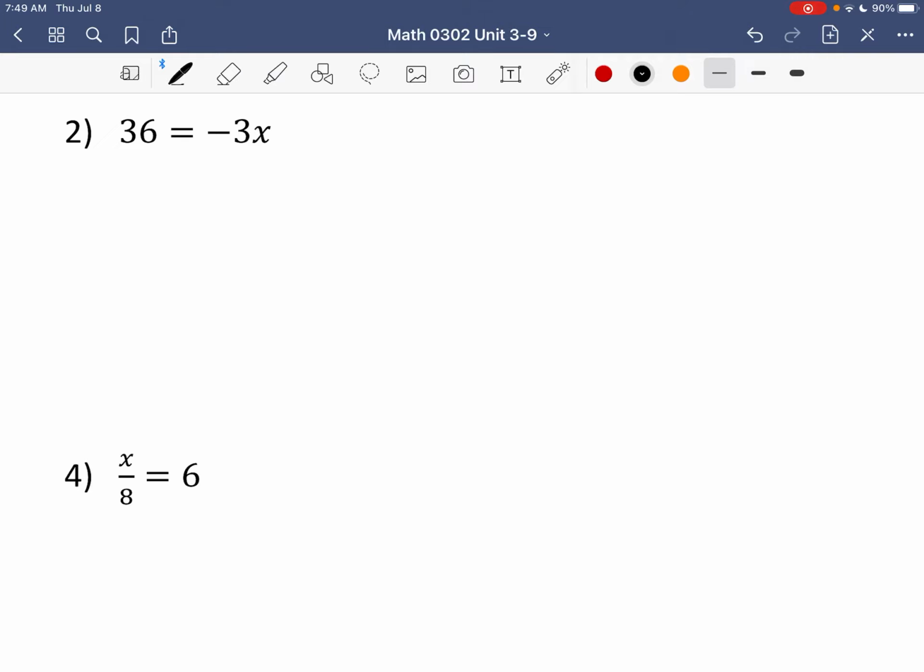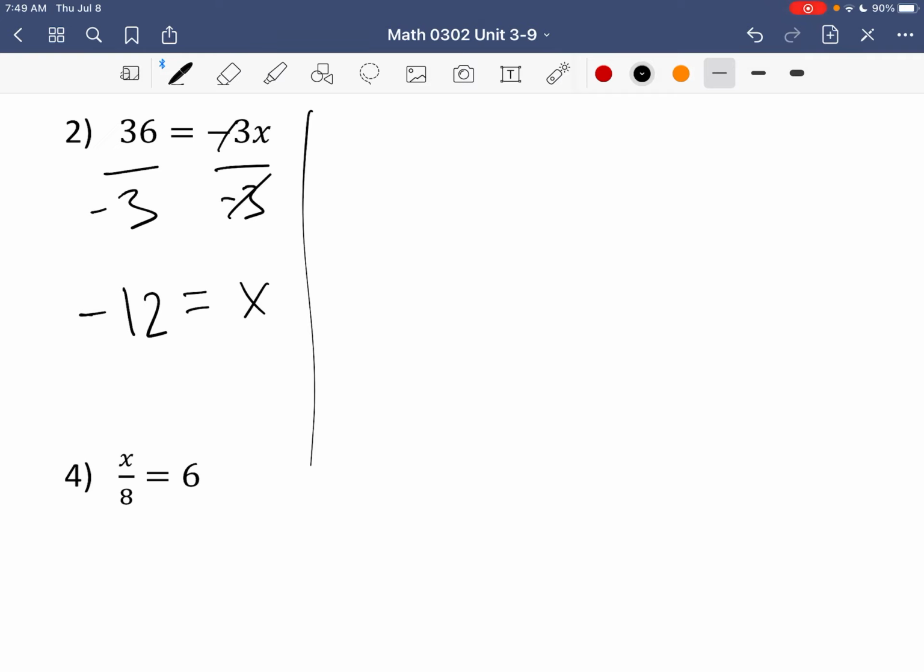Variable x is getting multiplied by a number. Let's divide both sides of the equation, using the division property of equality, by the number minus 3. Over here, the negative 3's are going to cancel, so we have an x on the right-hand side. And 36 divided by minus 3 is the same thing as minus 12. Now let's do the check.